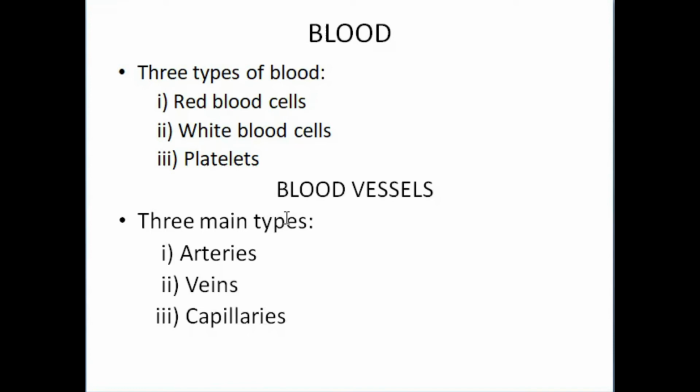Blood vessels. Let us discuss blood vessels. Blood vessels are of three types, namely arteries, veins, and capillaries. Arteries. They carry blood away from the heart to different organs. These arteries carry oxygenated blood. And veins, they carry deoxygenated blood. That is, they carry blood from different organs back to the heart. Capillaries. Capillaries are blood vessels that connect the arteries and the veins.